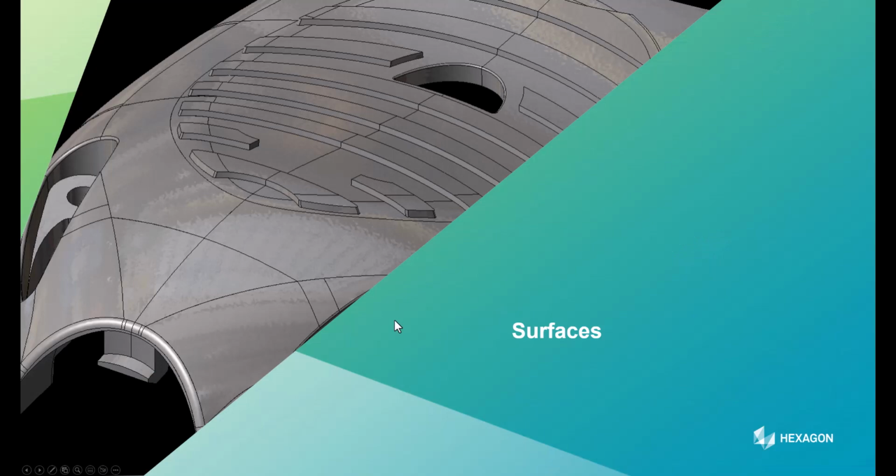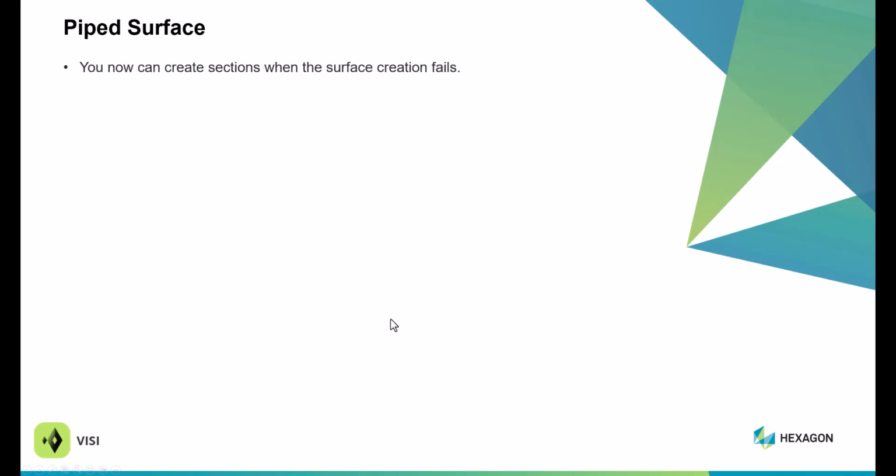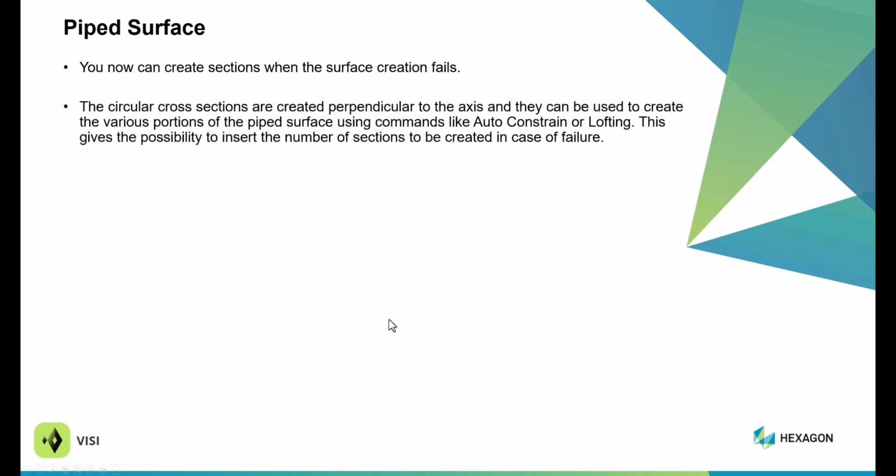We're now going to go into what's new with surfacing with Visi 2023.1. We'll start with pipe surfacing. You now have the ability to create sections when the surface fails to be created. There's a circular cross that can now be applied for perpendiculars to the pipe surface. This can be used to create surfaces using commands like auto constrain or lofted surface. This could also be created on a failure.